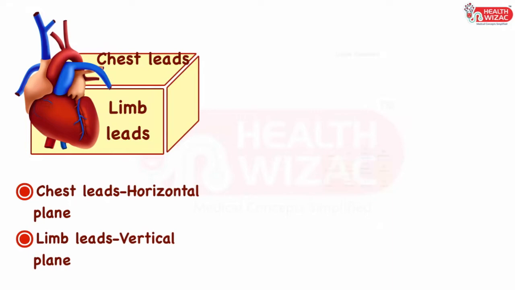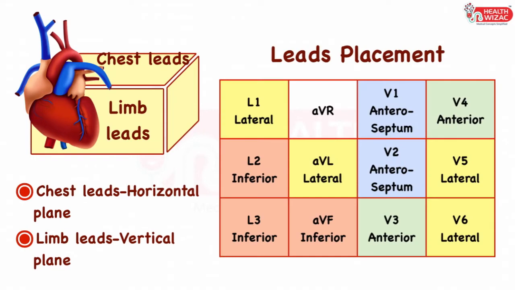For example, V1 and V2 represent the septal area of the heart or the anteroseptal area of the heart. V3 and V4 represent the anterior area of the heart. Lead 1, AVL, V5 and V6 represent the lateral area of the heart, whereas Lead 2, Lead 3 and AVF represent the inferior area of the heart.